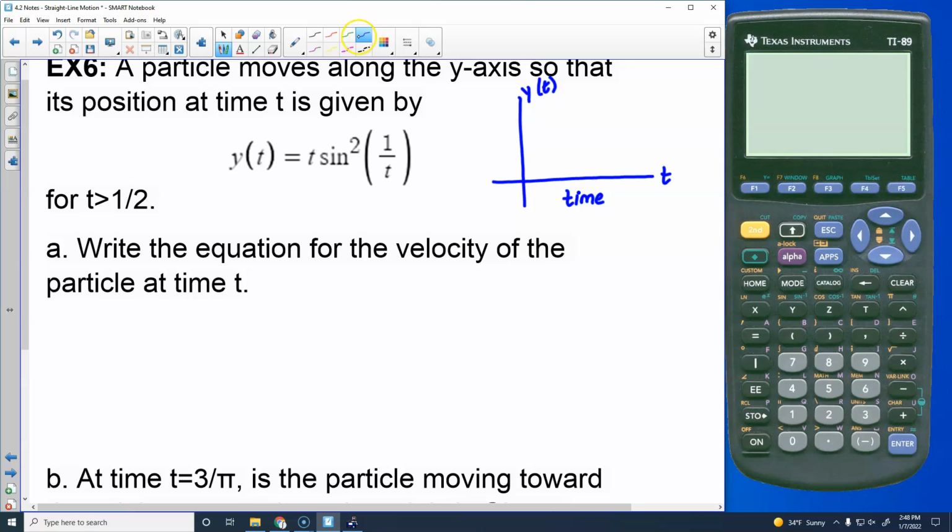Okay, so if we want the equation for the velocity at time t, we have to take the derivative of this. I'm going to rewrite it a little bit. I'm going to write it like this. Sine of t to the negative 1, squared. We okay there? All right. So if I'm going to do the derivative of this, this is not an easy derivative. So I'm going to say y prime of t.